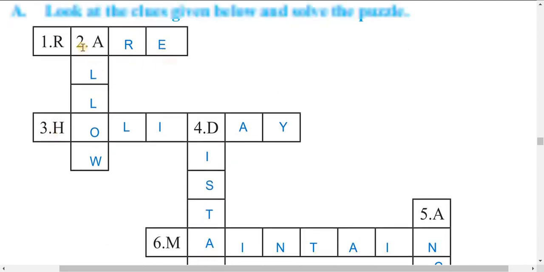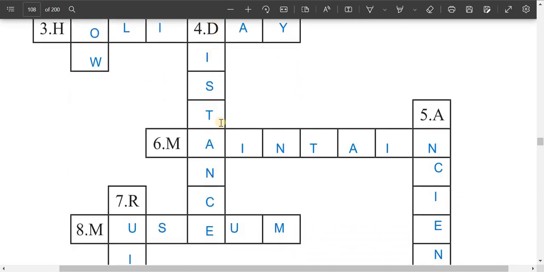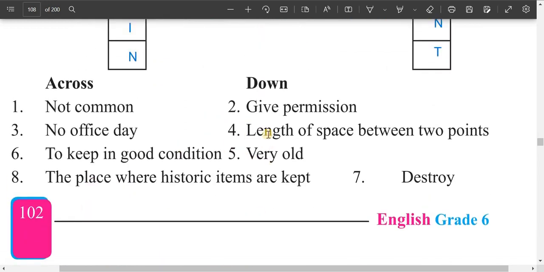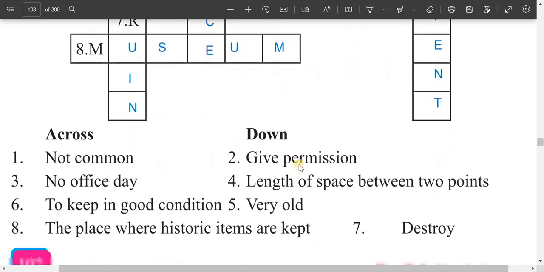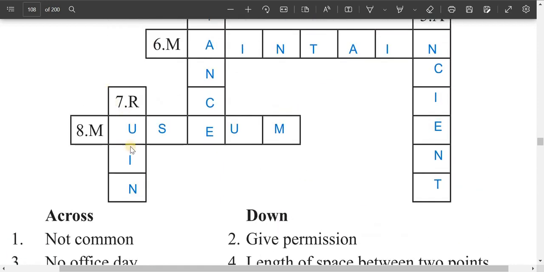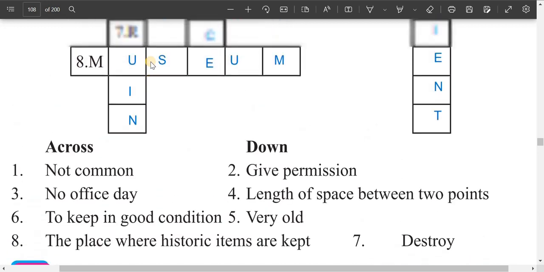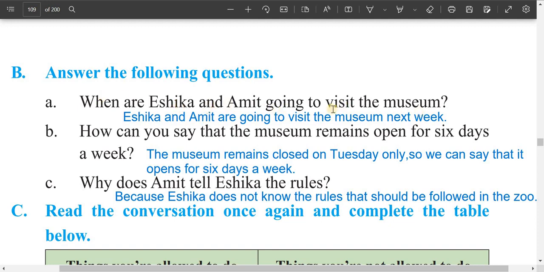Number 1, rare. 2, allow, permission. 3, holiday. 4, distance, length of distance. 5, ancient, A-N-C-I-N-T. And number 7, destroy. Rain also destroys. And last one, place where historic items are kept. This is called museum.